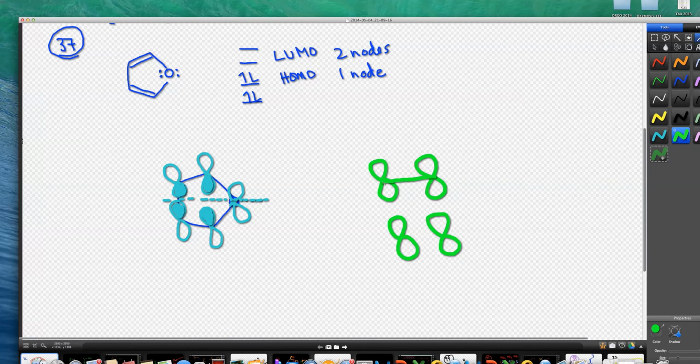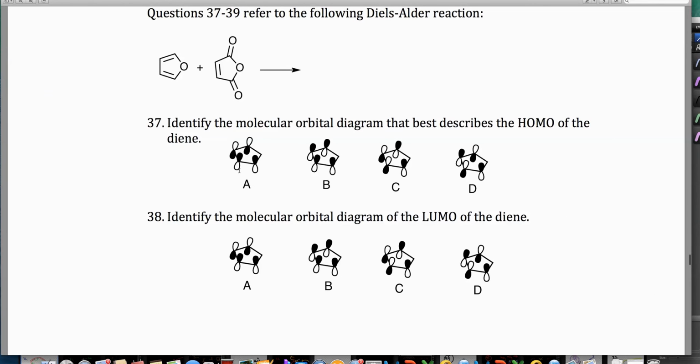And of course, we have this. Here's one node. Here's two nodes. So as we begin to match up our answer choices, the HOMO is going to have one node, that's choice A. The LUMO is going to have two nodes, that is choice C. A for 37, C for 38.